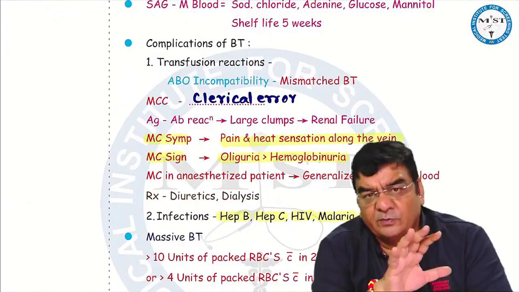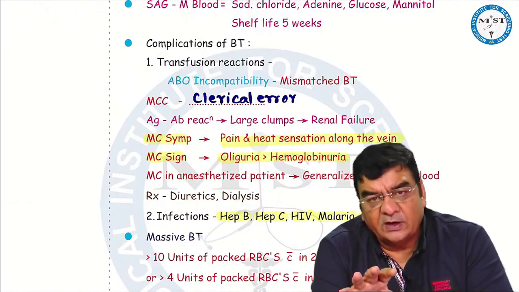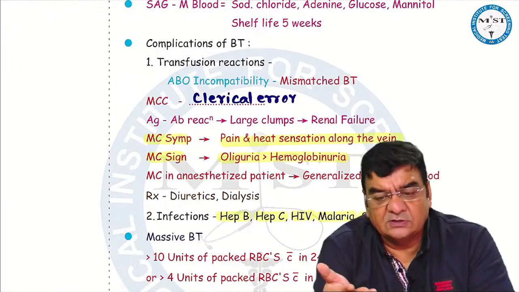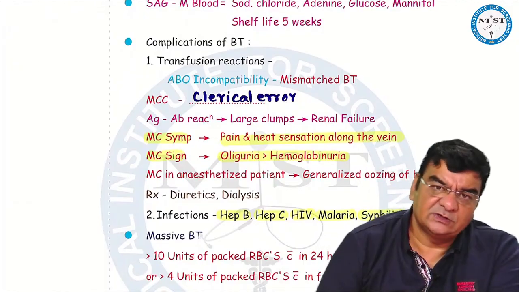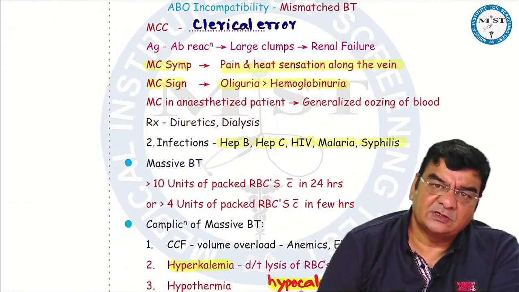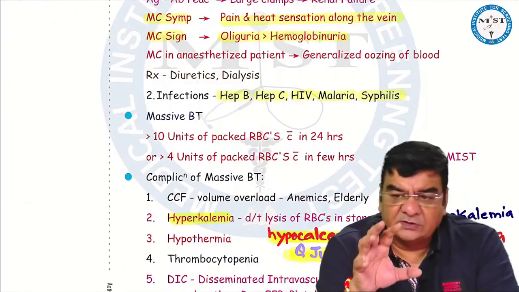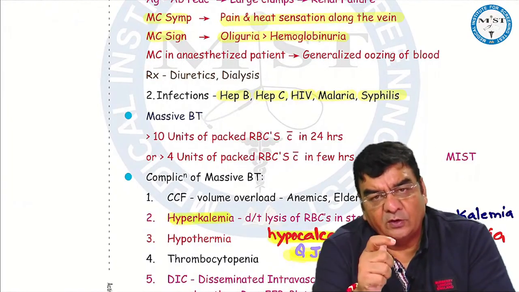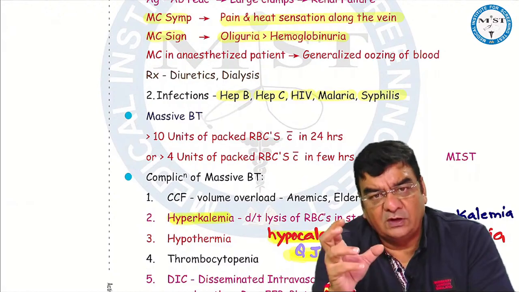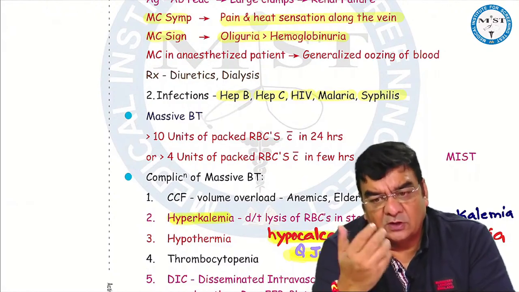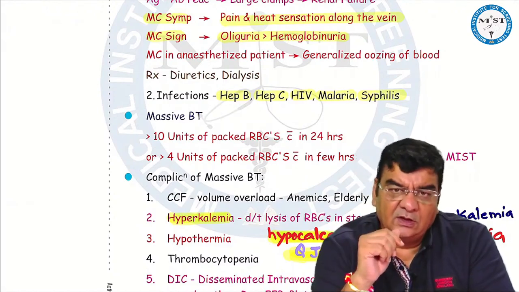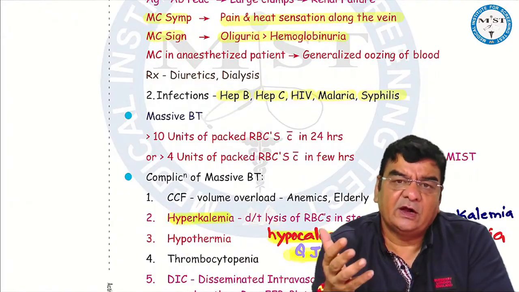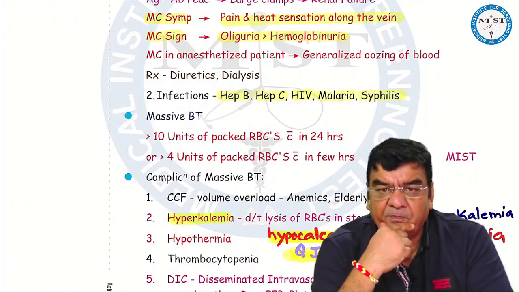If a surgeon is operating on a patient and the anesthetist gives the wrong blood, the surgeon sees generalized oozing of blood from the cut surfaces, which also indicates a mismatched transfusion. The risk in mismatched transfusion is choking of the kidneys. So we do not want those clumps to block the filter. We give diuretics to clear those clumps. If that is not successful and the filter remains choked, then we will end up doing dialysis as well.